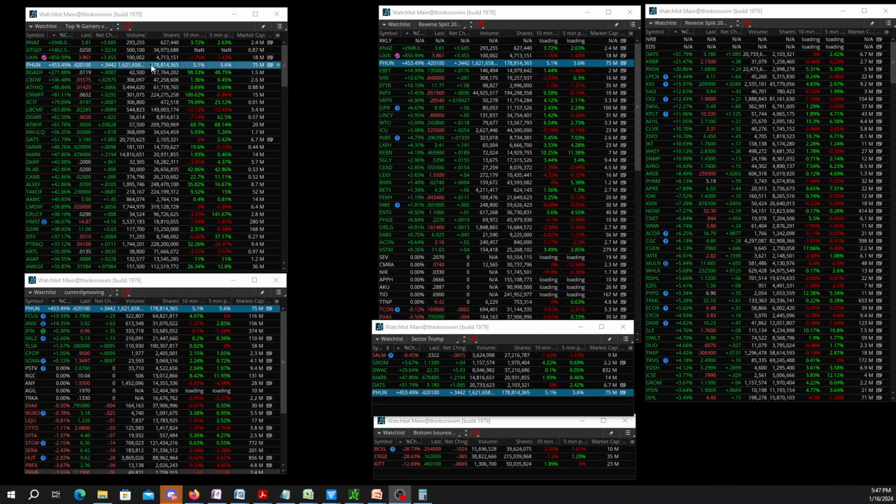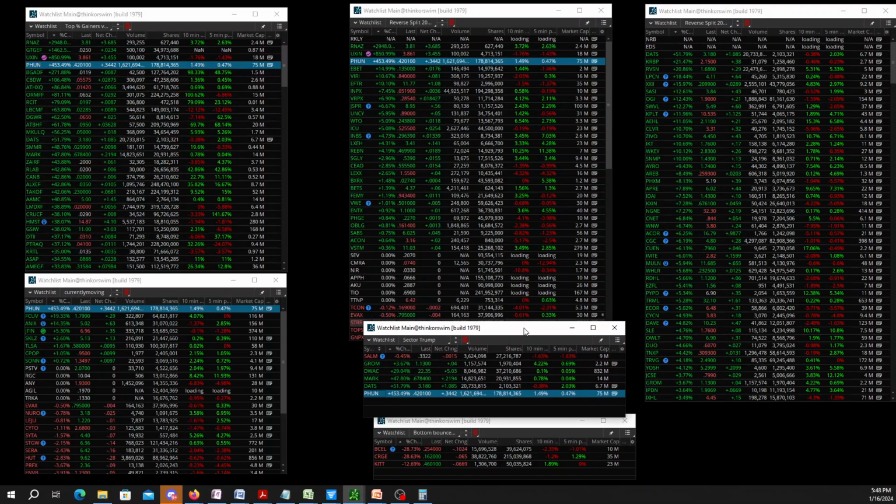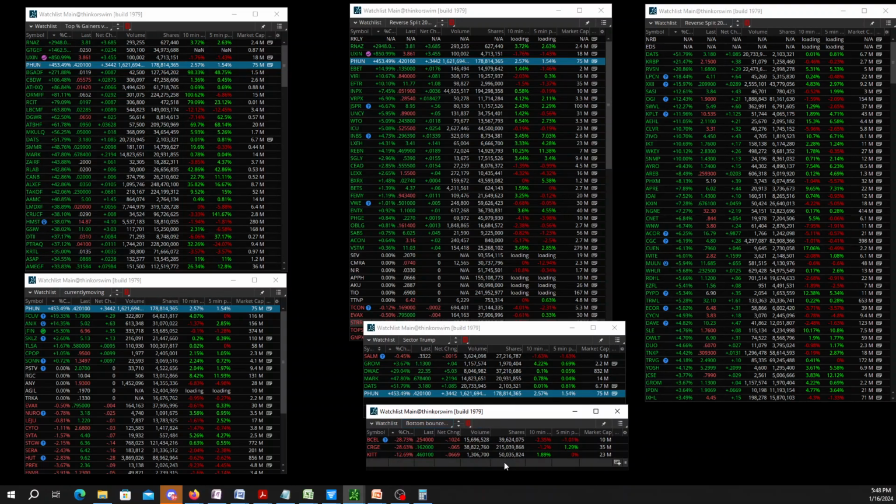This right here is my general market scan, and anything that has like a 100% runner or more, that's not a reverse split, gets moved over to the currently moving watch list, so I can keep track of it. Over here in the middle, this is 2024 reverse splits that are currently happening right now, or going to be happening. Over here, this one is 2023's reverse splits that are currently happening. And then today's sector was the Trump sector, which Donald Trump won the Iowa caucus, and so the stocks responded to that. And then I have a bottom bouncer watch list that I've been working on.